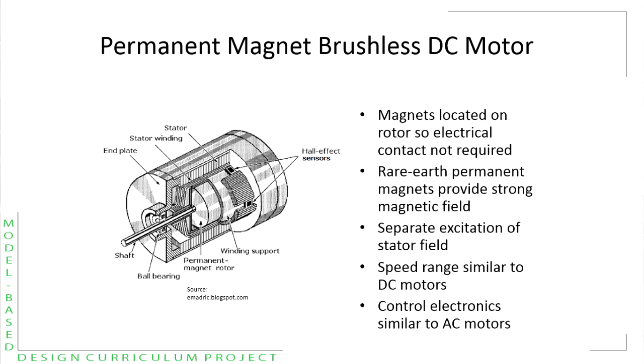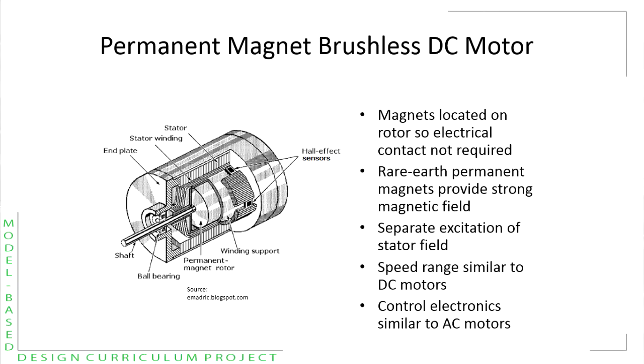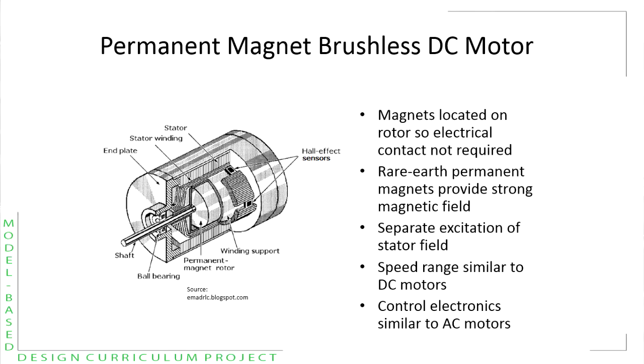Looking inside a permanent magnet brushless DC motor, the magnets are located on the rotor so that an electrical connection is not required to this rotating component. The magnets may either be mounted on the surface or the interior of the rotor. Rare earth magnets are typically used because of their high field strength. The armature coils are mounted on the stator. This configuration has an added advantage that cooling requirements are simplified since there are no currents on the rotor. The speed range is similar to the brushed DC motor. The motor is relatively expensive because of the cost of the magnets and the electronic motor drive.